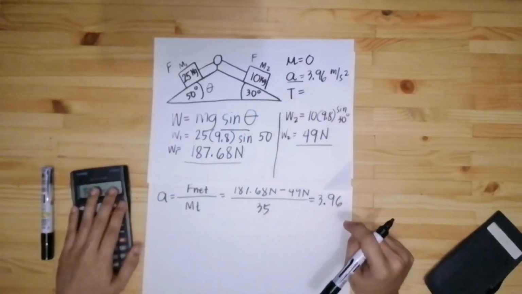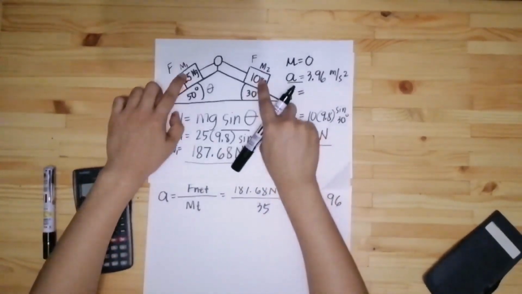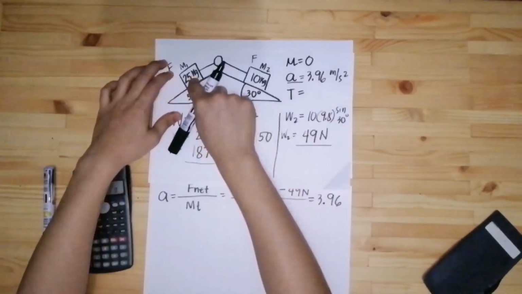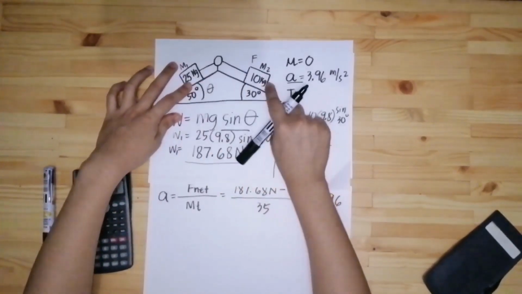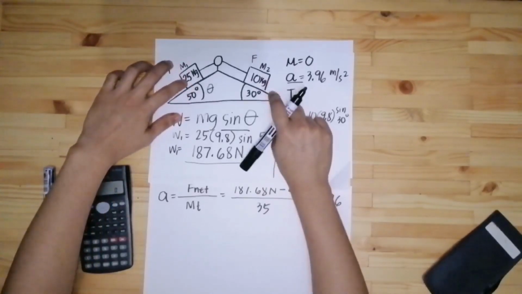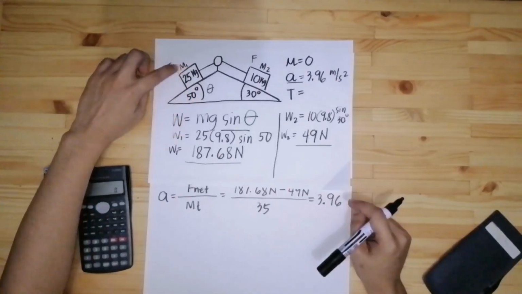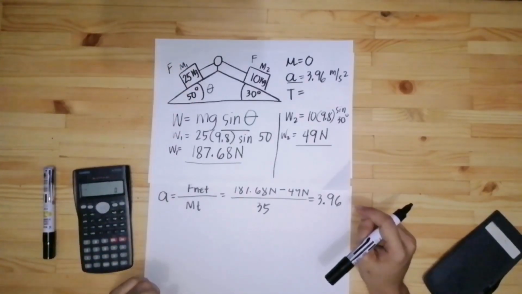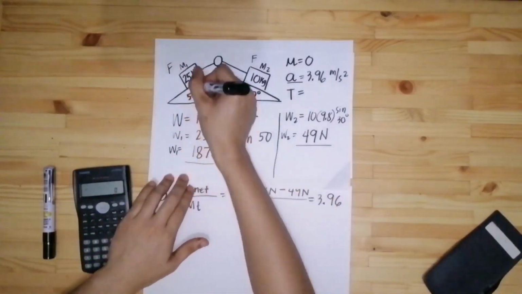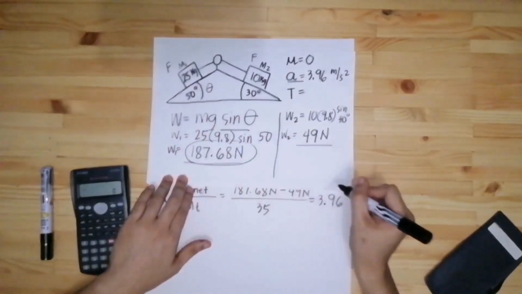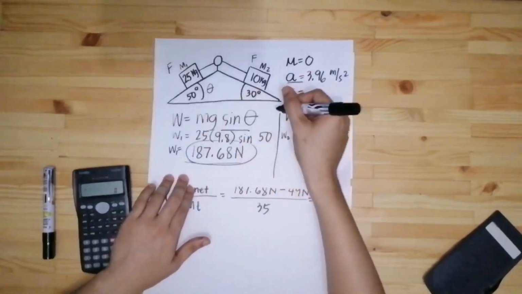Sa tension natin, sabi ko nga sa inyo, pwede kayo mamili ng isang object lang. Okay? So, kung gusto natin ito, sige, gamitin natin to. Pwede rin namang ito. Okay? So, gamitin natin itong 25 kilograms. Kailangan makuha natin tension. Pero bago makuha yung tension, kailangan makuha natin dalawang force na meron siya. Meron tayong una. Yung weight nito ay 187. Yan yung una niyang force. Then, meron pang isang force.